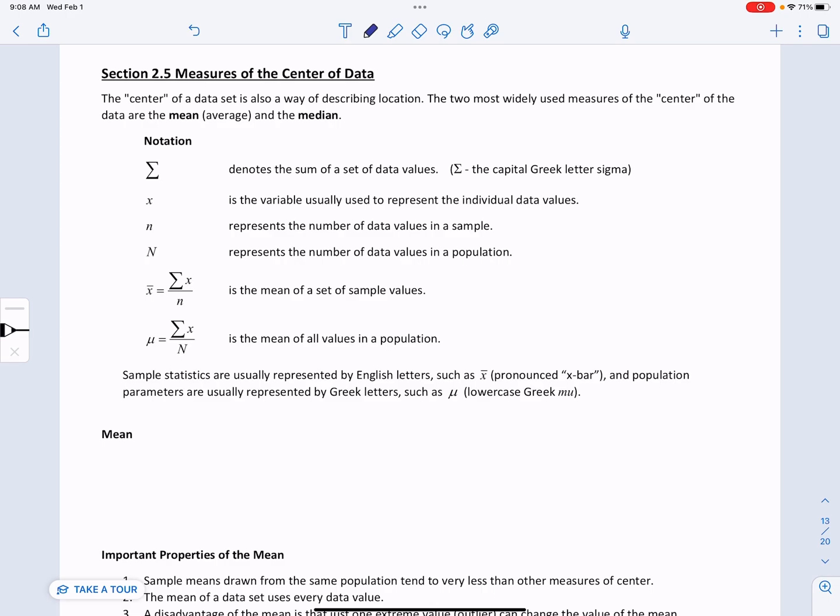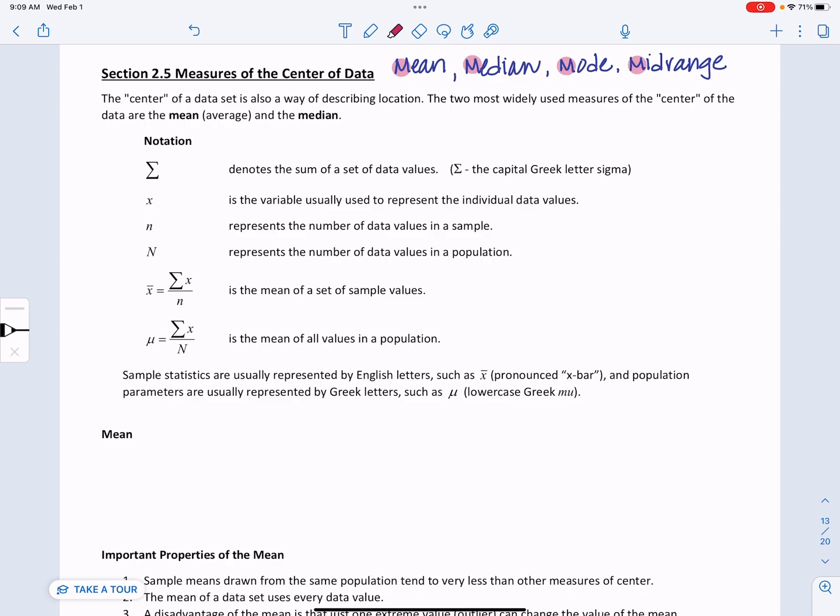So in this section, we're going to talk about measures of the center of data. The four parts to this are going to be the mean, the median, the mode, and the mid-range. If you need a way to help remember those, they all start with an M, so that might be a little bit of a trick for you.